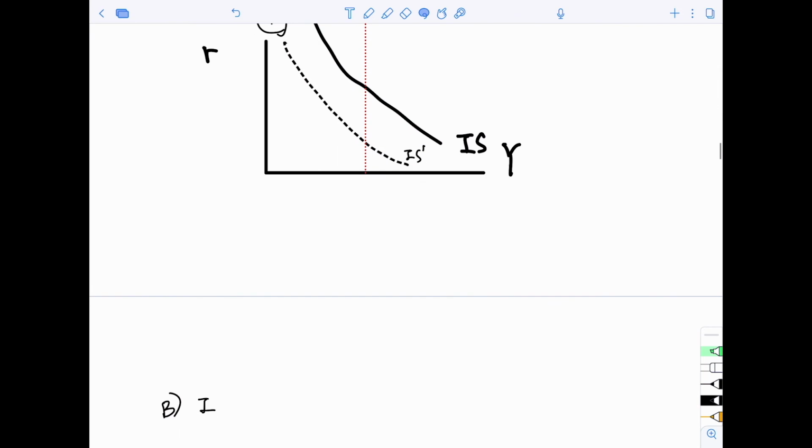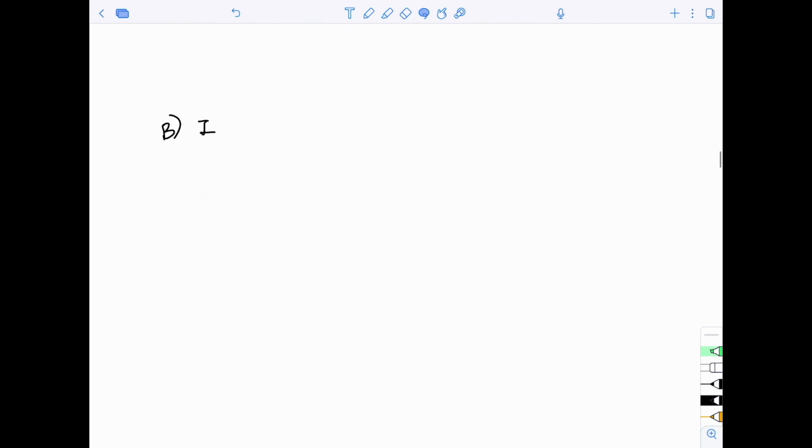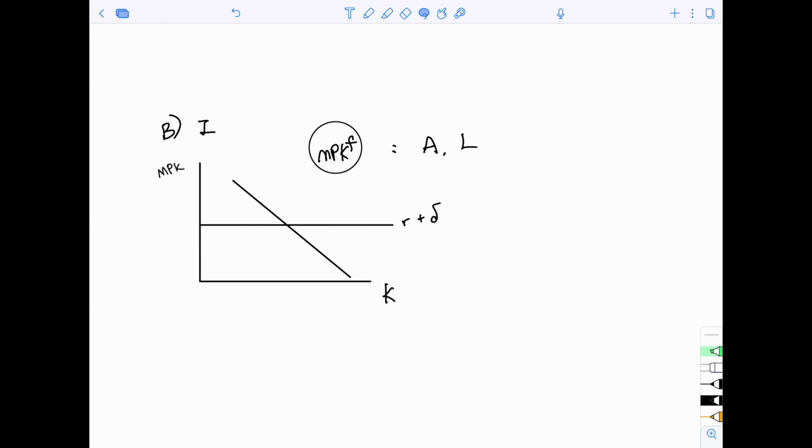Now we want to look at the investment perspective. When the future marginal product of capital becomes higher due to an increase in productivity or labor input, then in the diagram that determines the optimal level of K, when the marginal product of capital is higher, we have a higher optimal level of K given the same real interest rate.